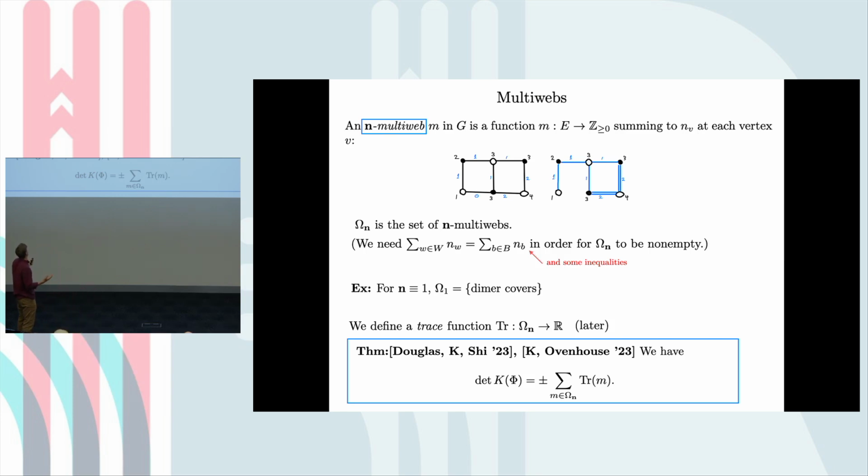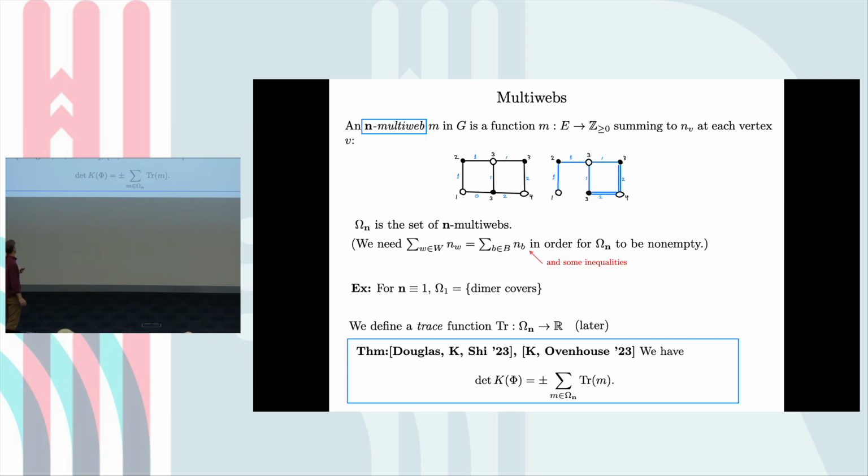I'm not sure, it's maybe not the first thing you would think about trying to count, but at least in the case when all the multiplicities are 1, this is the set of dimer covers of the graph. I hope that's clear. So it's a generalization of the notion of dimer cover.